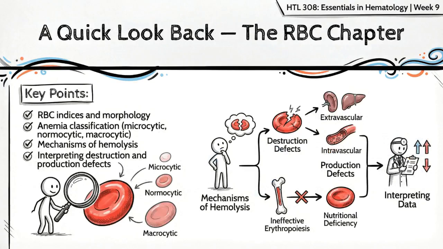Over the past several weeks, you've learned how to interpret red blood cell pathology. You know what microcytic, hypochromic cells look like and what they mean. You can spot a schistocyte, a spherocyte, and a target cell. You understand the difference between intravascular and extravascular hemolysis. You've been thinking in terms of what happened to this cell. Was it destroyed too fast? Not made correctly? Missing iron? That's RBC thinking, and it's good thinking.